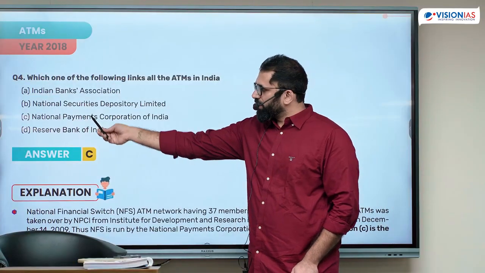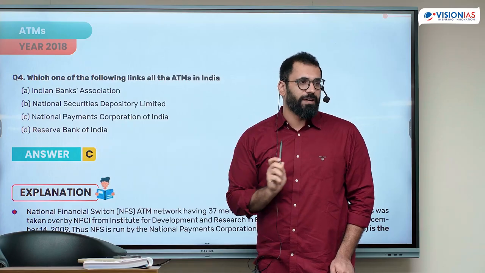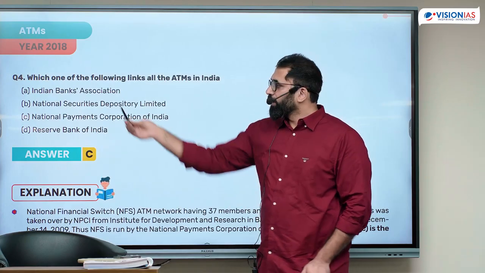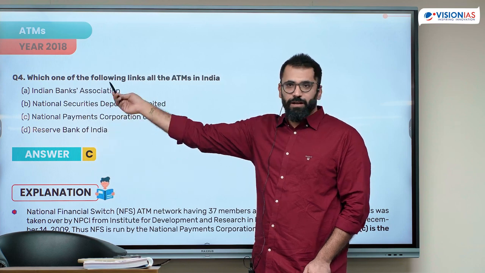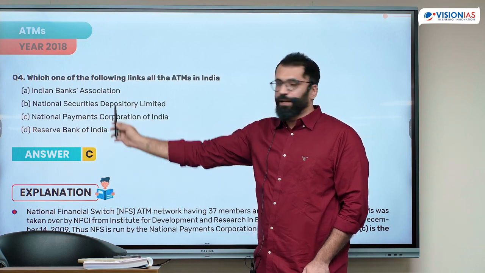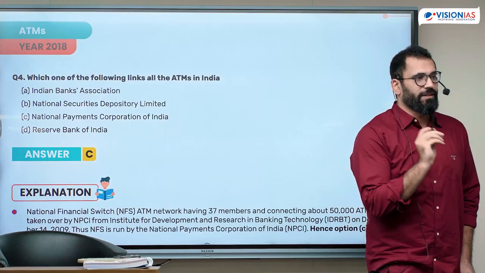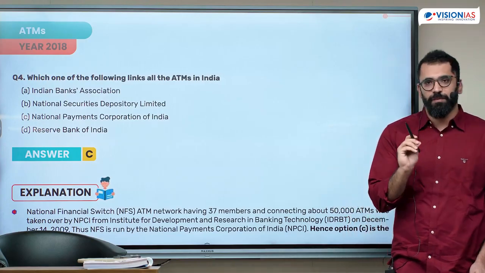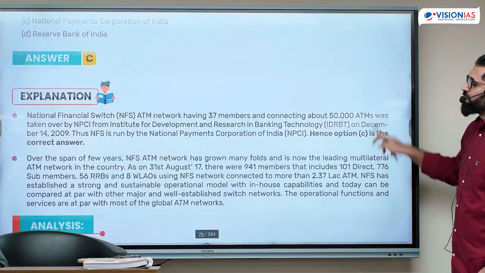These two bodies, NPCI and RBI, have been responsible for making all of the payment and settlement systems in the country. Indian Bank Association owned NPCI. Number of banks together under a consortium have come and created the NPCI. What's the technology called? National Financial Switch. So any development of NPCI has to be covered. NFS, National Financial Switch.